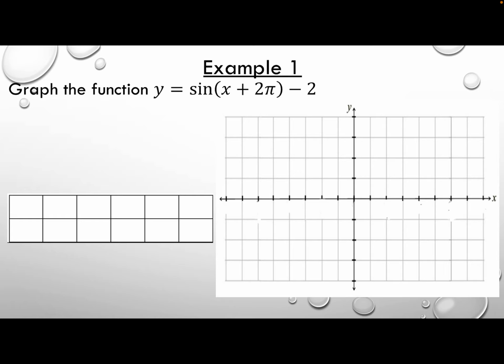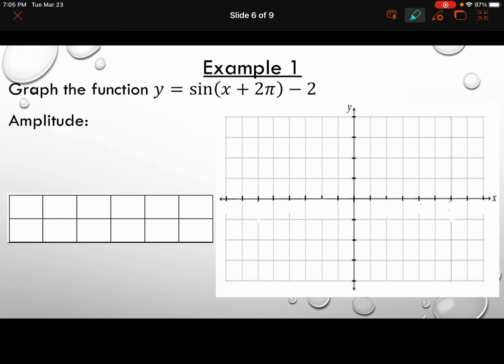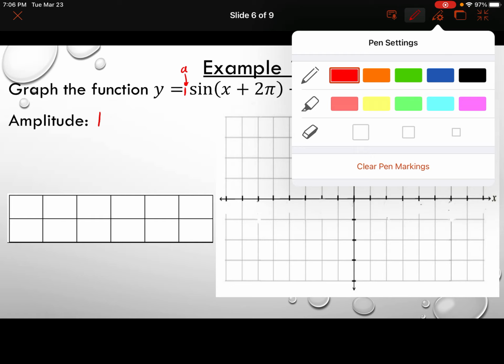Graph the function y equals sine of the quantity x plus 2 pi, minus 2. Okay? So first, let's identify the amplitude. Well, the amplitude, remember, is the a value. And the a value is whatever is in front of this equation, or being multiplied to this equation. Well, in this case, it looks like there is no a value, but there is. The a value is 1. Remember, just because it is not written there doesn't mean there isn't an a value, it just means the a value is 1. So that means our amplitude is also 1.